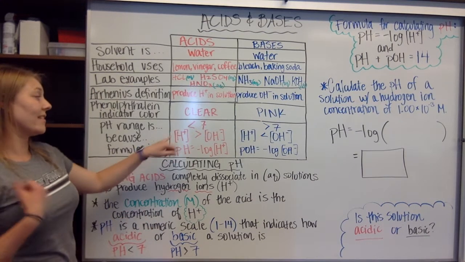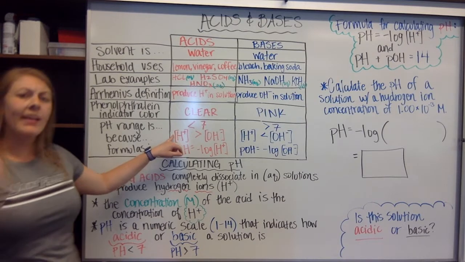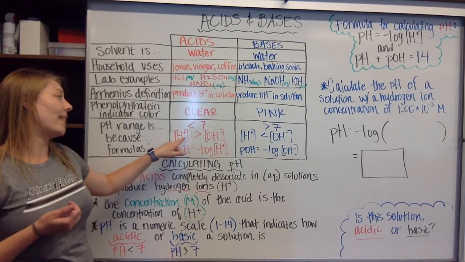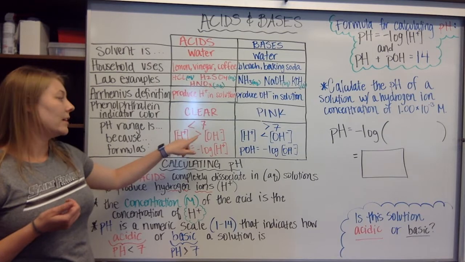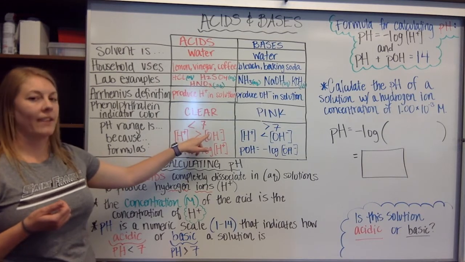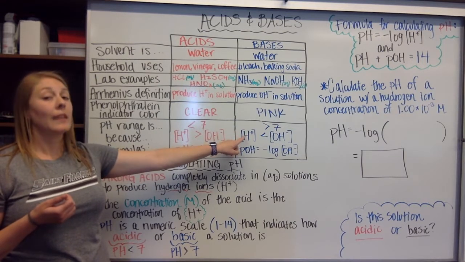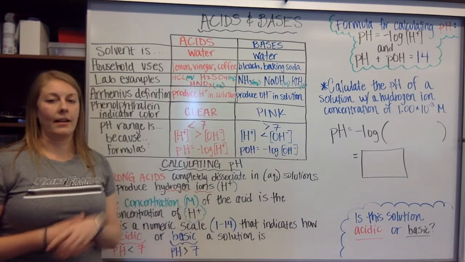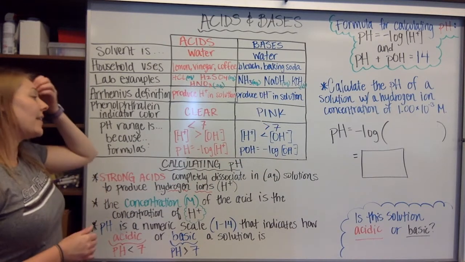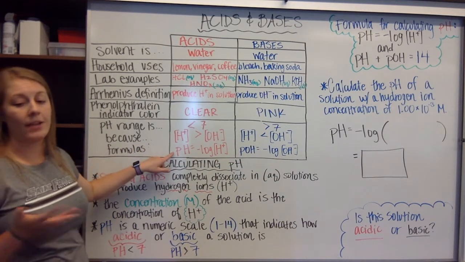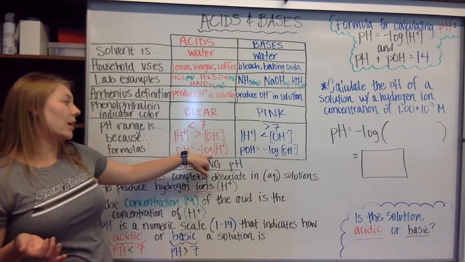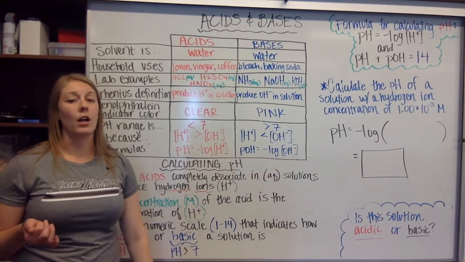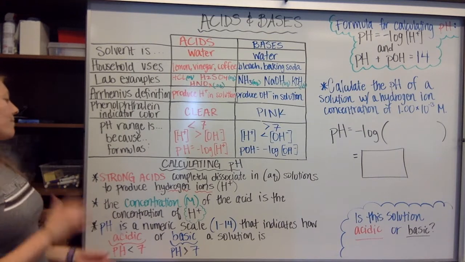Okay? The reason for this is, for an acid, the pH is less than 7 because we have more hydrogen ions than hydroxide ions. For a base, we have fewer hydrogen ions than hydroxide ions. Okay? And then here's a formula we're going to use to calculate pH and pOH: pH equals negative log of [H+], pOH equals negative log of [OH-].